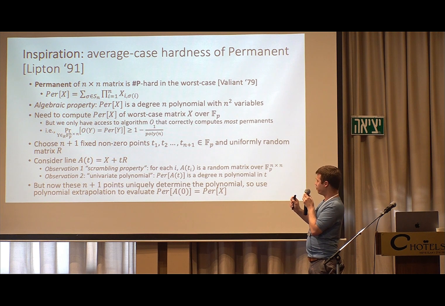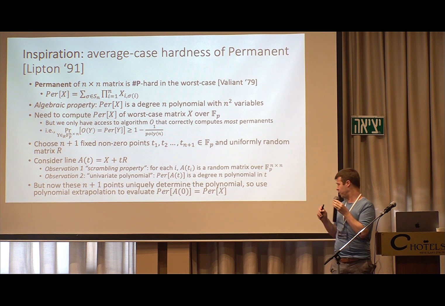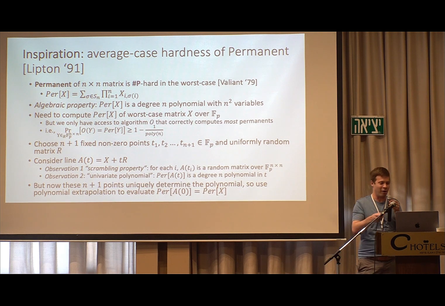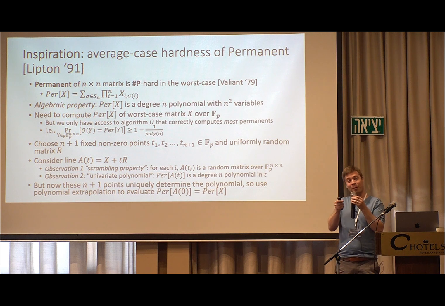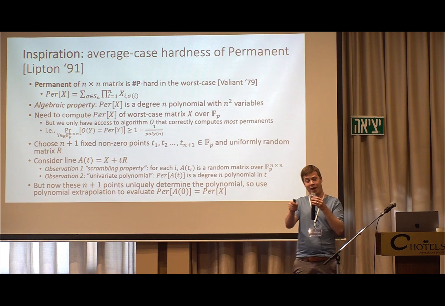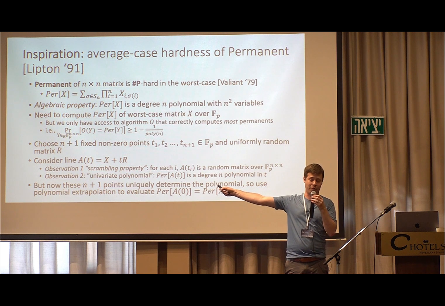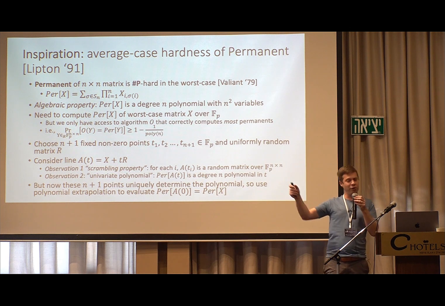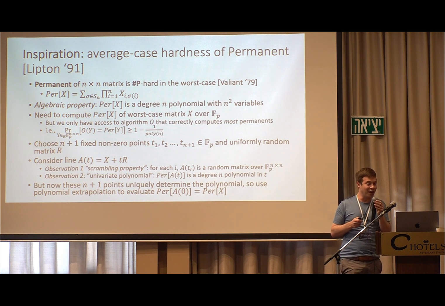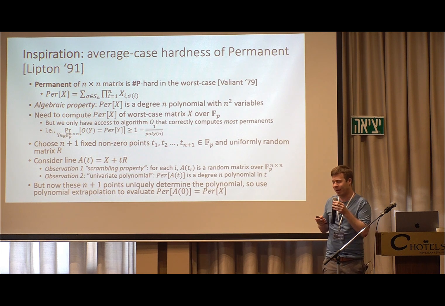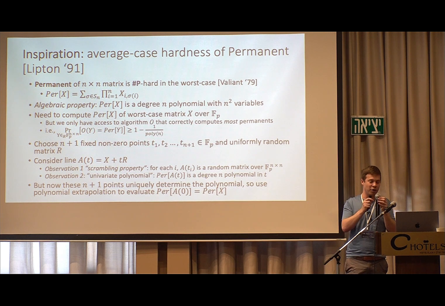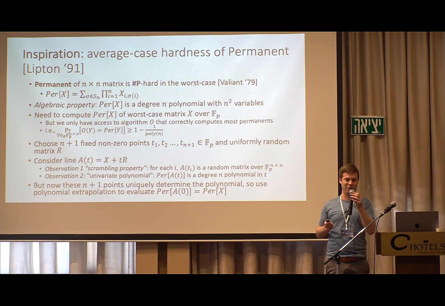We have these n plus 1 matrices, these points that determine these matrices. They all individually look random, so we can use our faulty algorithm, O, to compute the permanent of A of T1, permanent of A of T2, and so on, up through permanent of A of Tn plus 1. Once we have those n plus 1 points, those uniquely determine this polynomial, because the permanent of A of t is a degree n polynomial now specified at n plus 1 points. So then we can use polynomial extrapolation to reconstruct the coefficients of that polynomial.